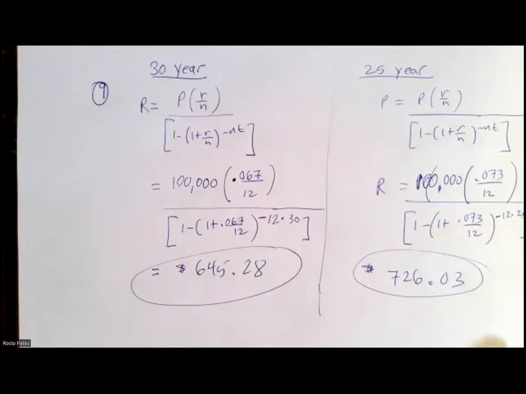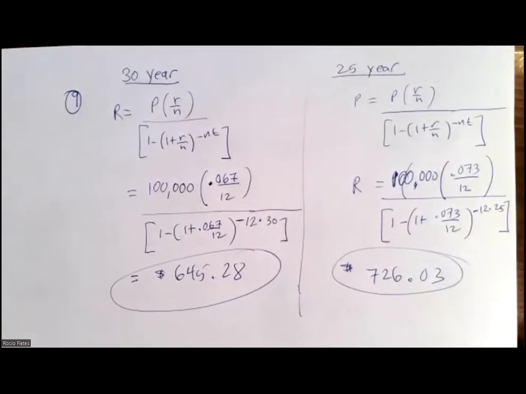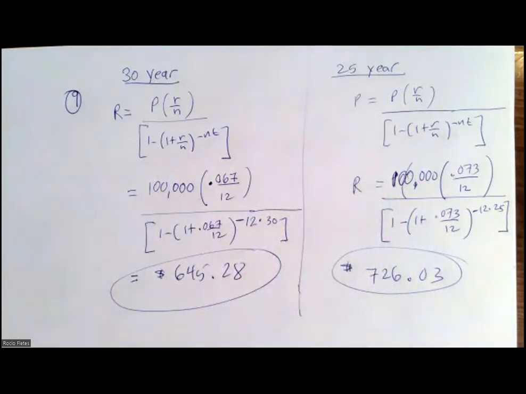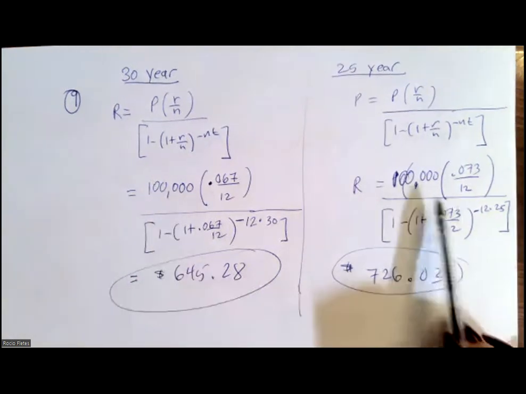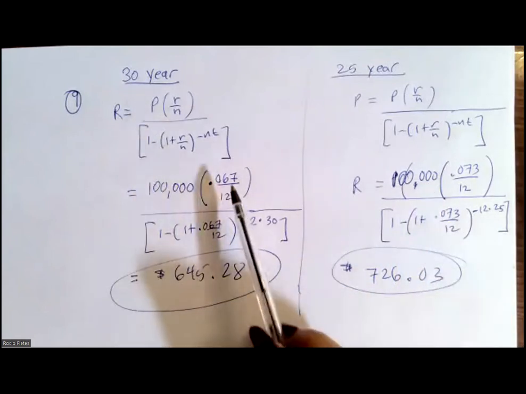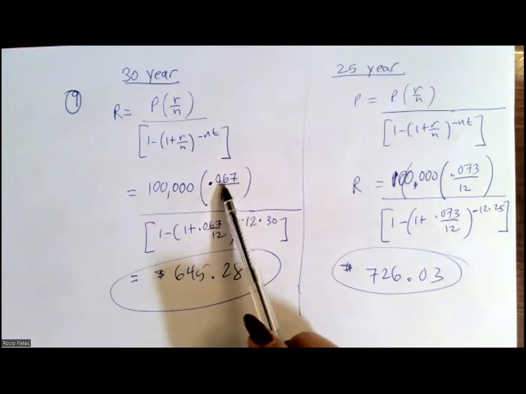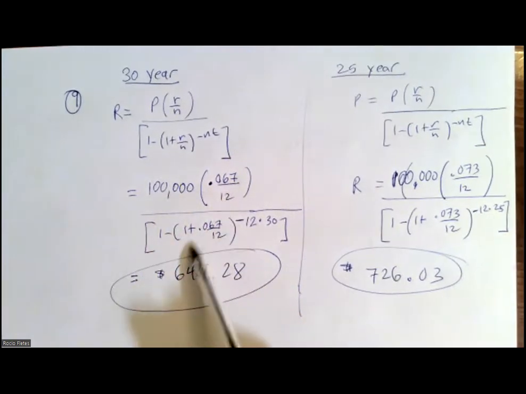I began the analysis by writing that we have 30 years versus 25 years. Since they didn't tell me an amount, I picked 100,000 for simplicity, and plugged in those numbers for the principal amount for both, so I can compare them. The interest rate for the 30-year is 6.7%, so I plug in 0.067, 12 months, and 30 years. This gives me a monthly payment of 645.28.